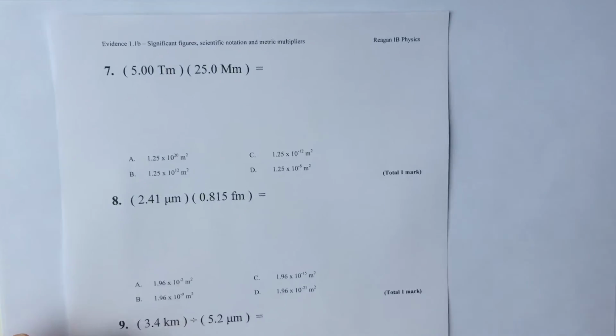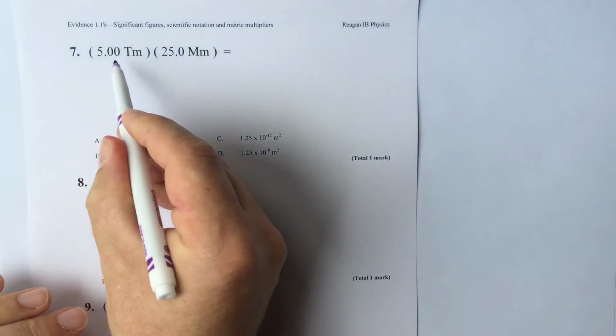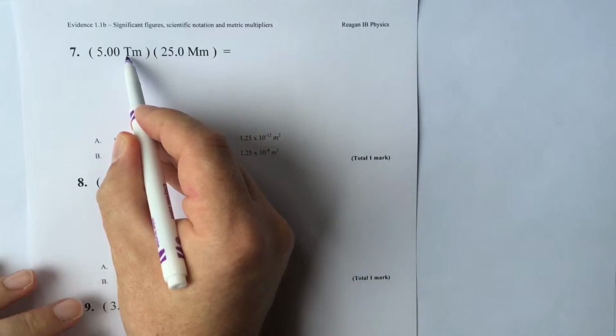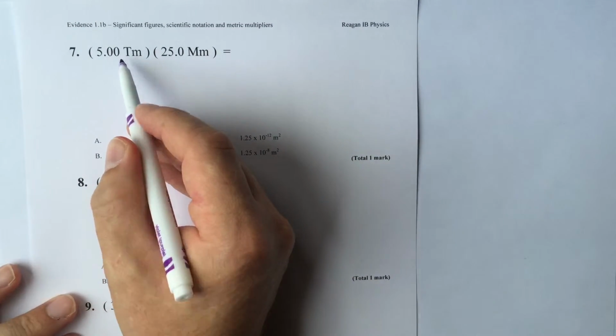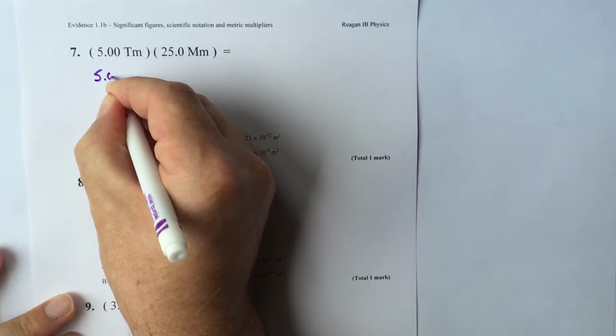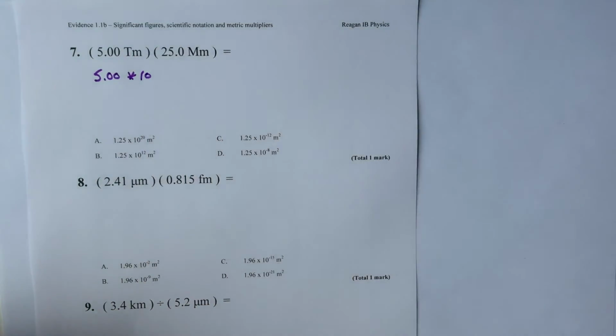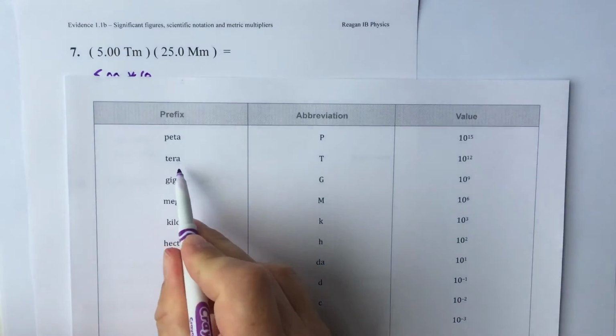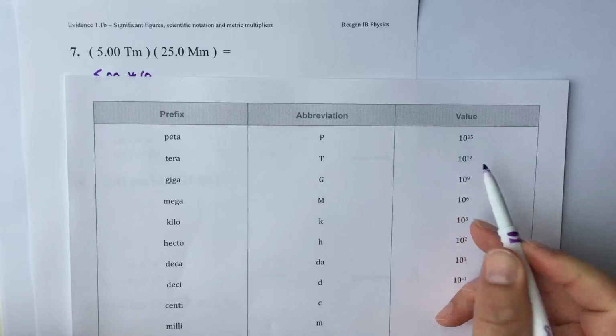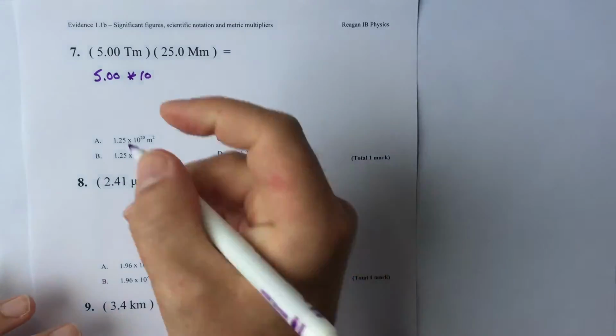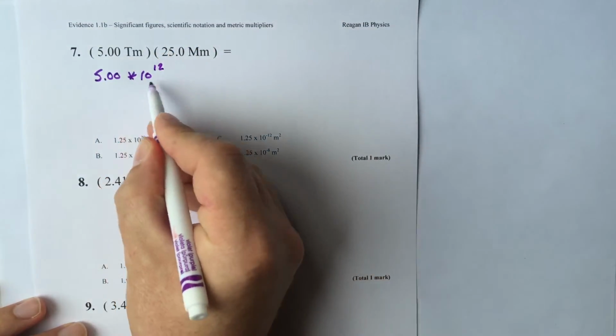In number 7, rather than writing out scientific notation, we are given some metric prefixes. We have a table that shows us what those values are. So let's rewrite this. Instead of the metric prefixes, let's put in the exponents. So we have 5.00 times 10 to the what? Tera, capital T tera, stands for 10 to the 12th. And so we have times 10 to the 12th. That is what tera means.